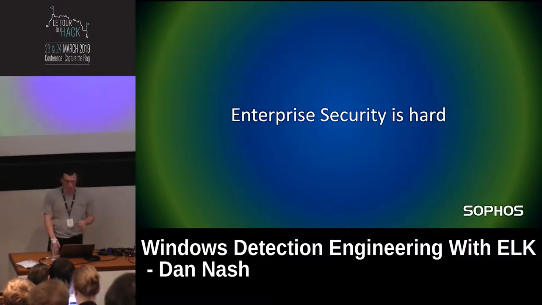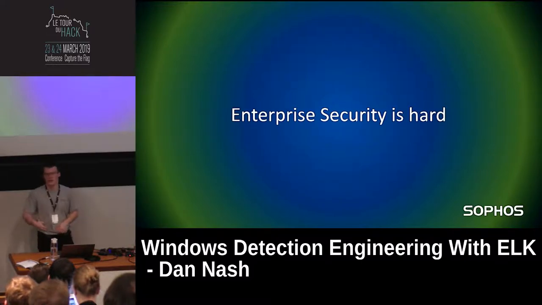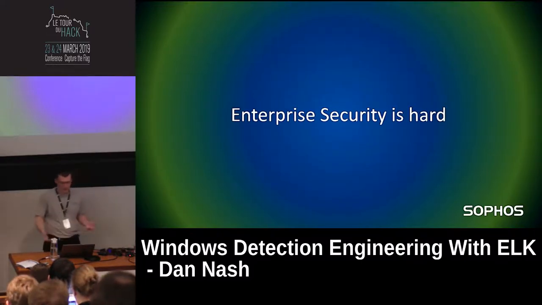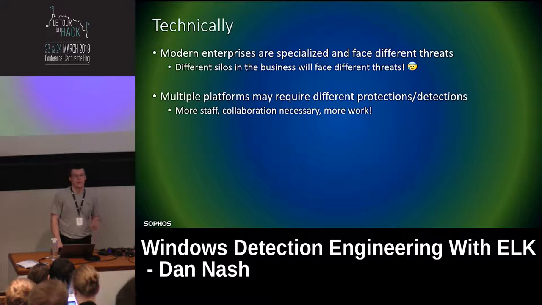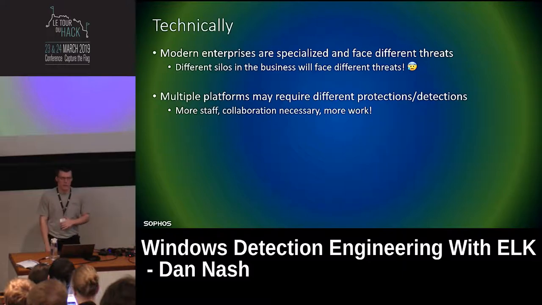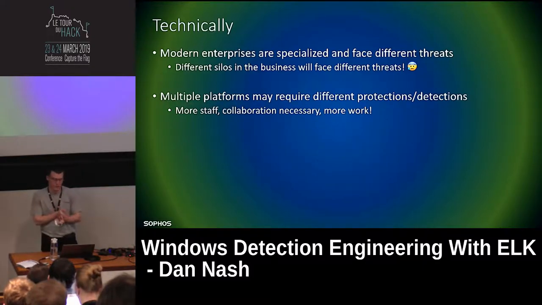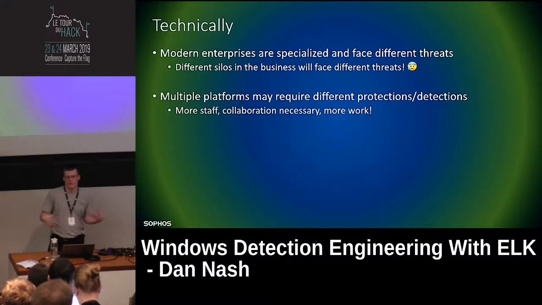I'm going to start this off with enterprise security is hard, and as security engineers and as people on the defense, we're often on the back foot, or if we don't prepare, we're often on the back foot. And I mean this in two real ways. So first, technically, modern enterprises are quite specialized and will suffer different threats. For instance, businesses which work a lot over email, and businesses which sell a lot, will come under phishing, will come under fake CEO threats, while software vendors will come under attack from people looking to hijack supply chains and so on and so forth. And all of these require different detection mechanisms and different protections and all sorts of things.